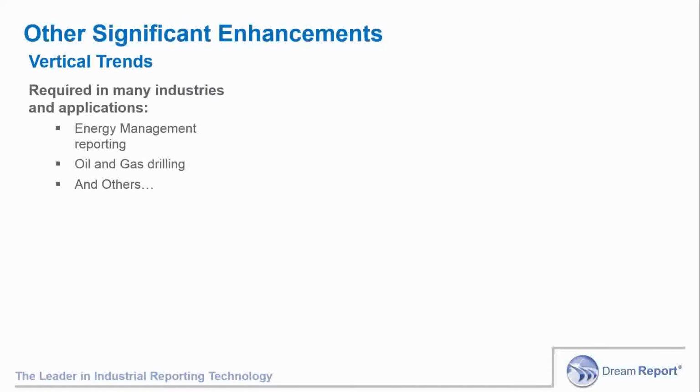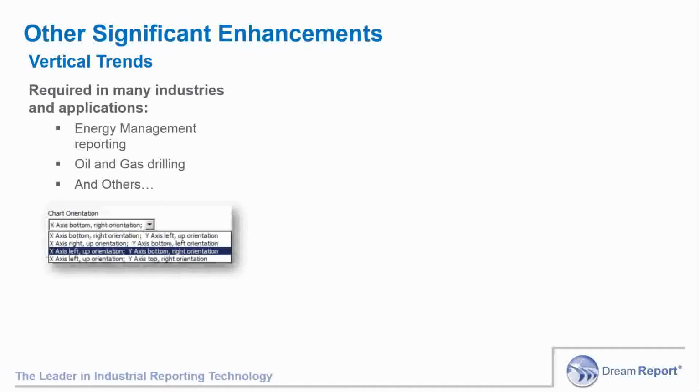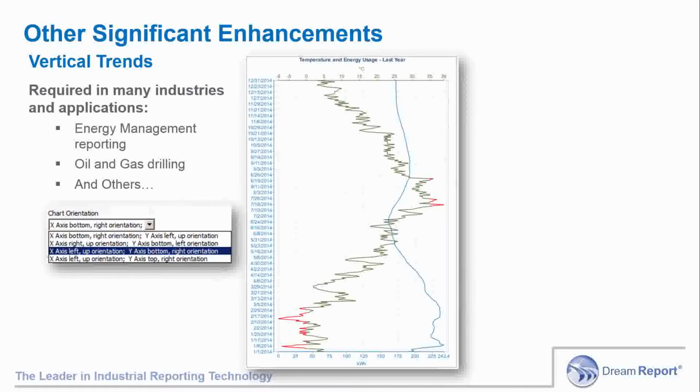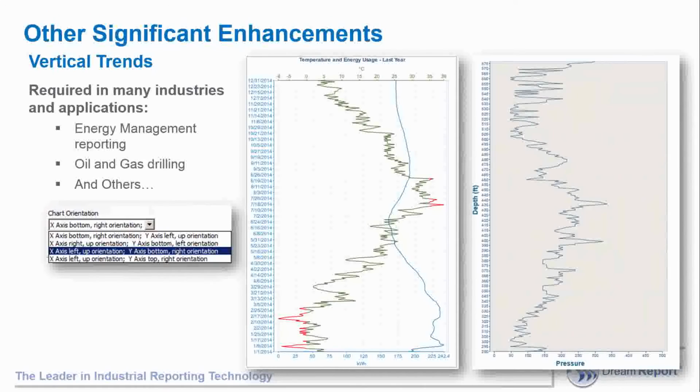Depth reports for oil and gas exploration are an excellent example of the need for vertical charts that span multiple pages. Heat treat operations is another example. They may run for many hours, and you will want more than one page in your final report. This feature has been added as an option when configuring the Dream Report line chart object. Here we see both a time-based chart, showing outside temperature and energy consumed over the past year, and an XY plot, showing the pressure as a function of the drilling depth.